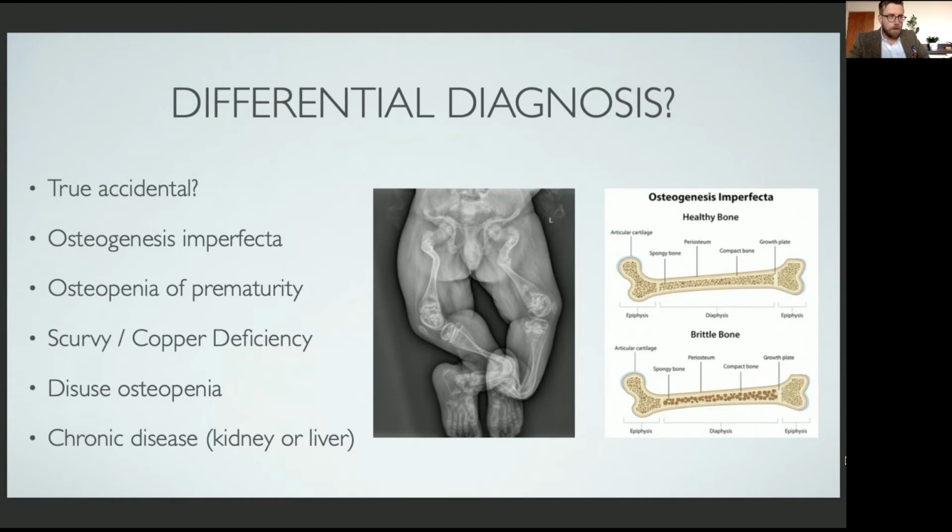Does it look as though you are concerned regarding neglect in the child as well, willful or deliberate, leading to a deficiency of anything? Is this a disused osteopenia, perhaps from a child who suffers from a neurological condition where their bones have weakened through misuse? Is the child suffering from a chronic case of kidney or liver disease, leading to metabolic disorders affecting bone metabolism?